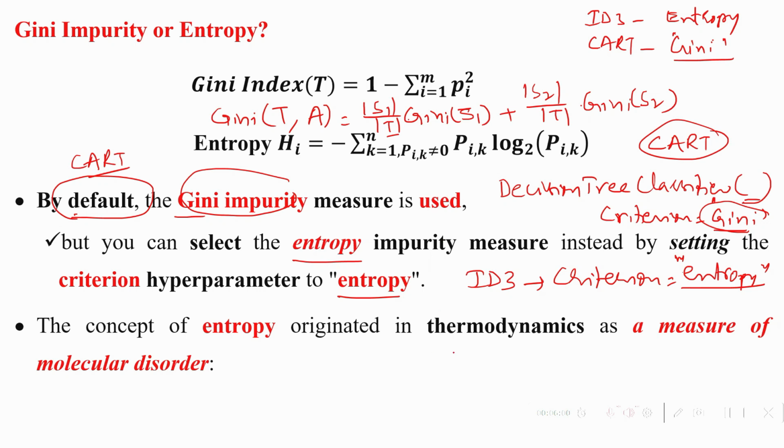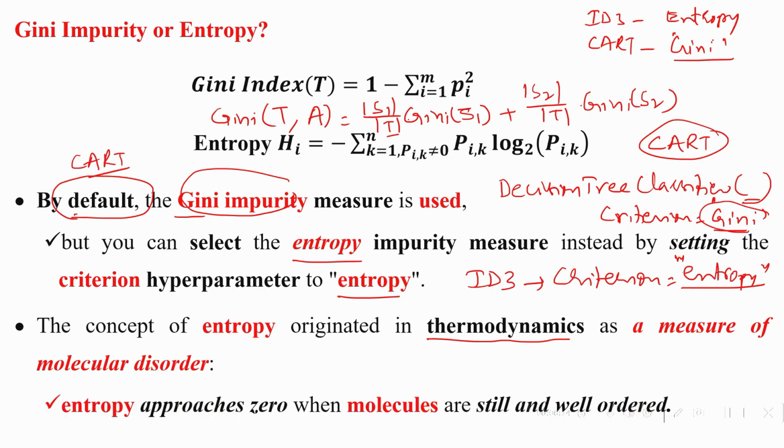Thermodynamics is one subject in mechanics. In thermodynamics, there is a measure of molecular disorder, and that concept was discovered as entropy. Entropy approaches zero when all the molecules are still and well ordered. That is the main origin of the entropy concept, and it is used in thermodynamics.